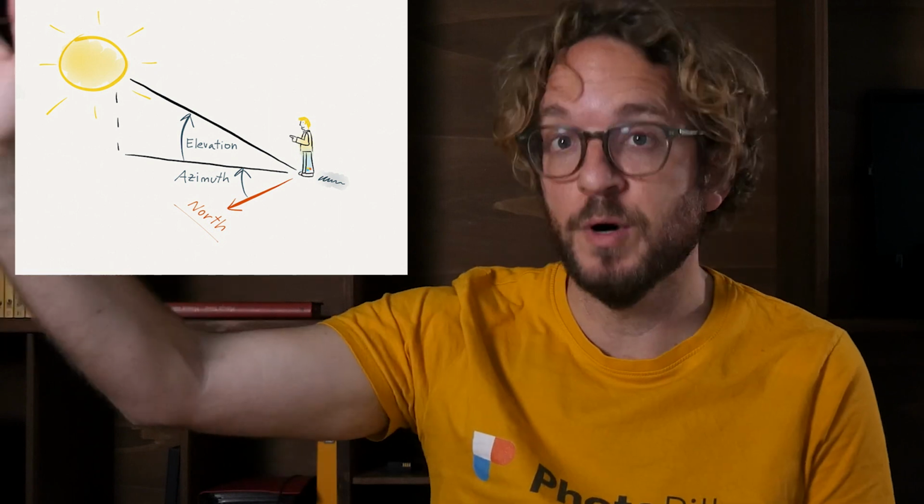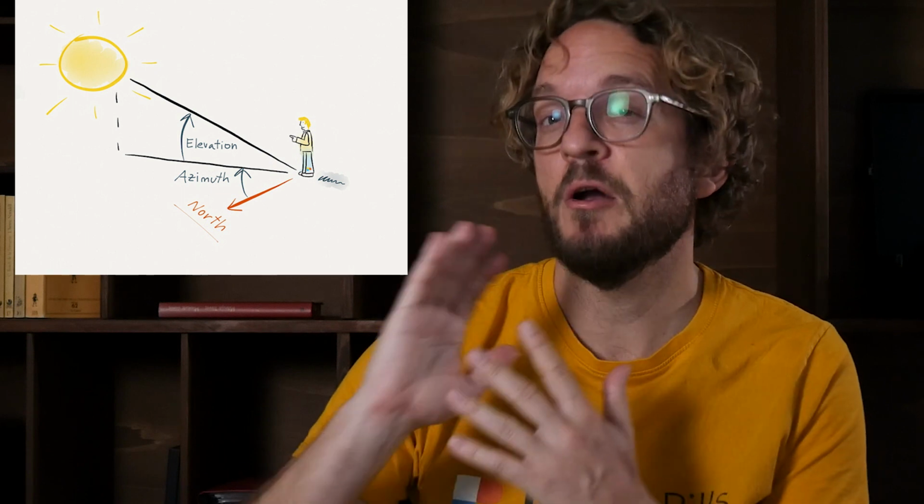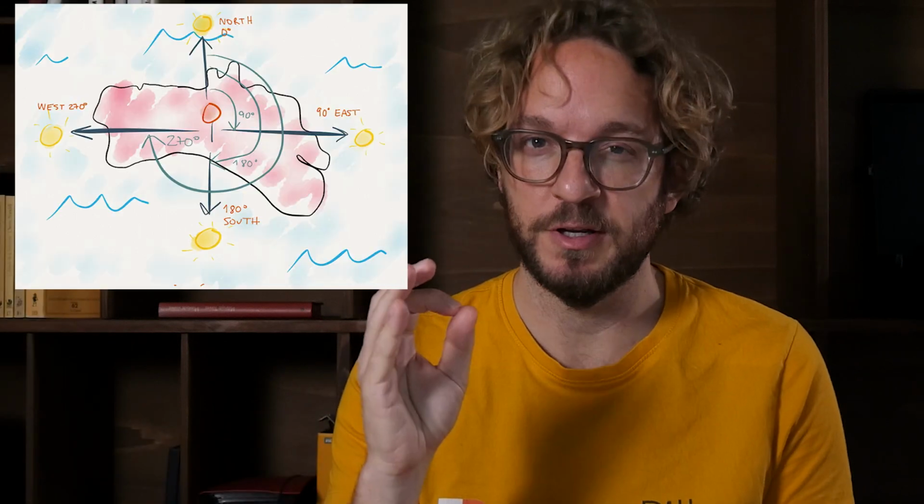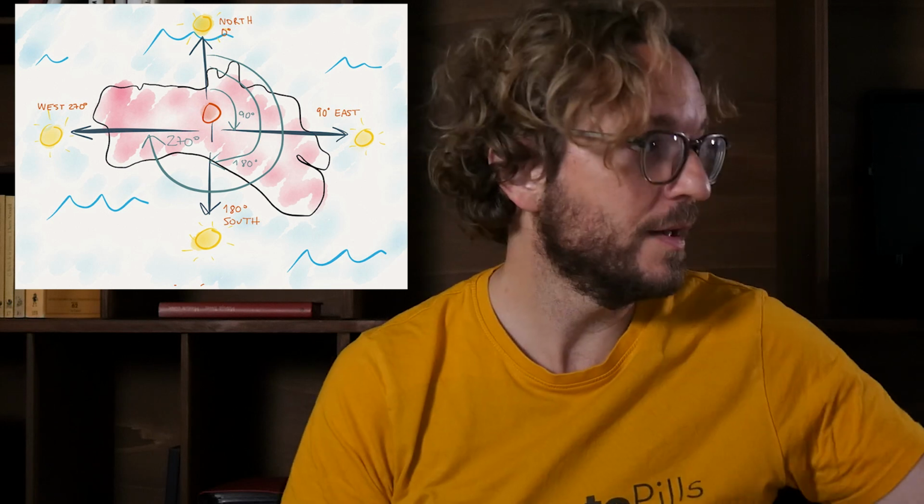What's the azimuth? Well, the azimuth is the angle between north and the celestial body measured clockwise around the horizon, around your local horizon, around the observer's horizon. It determines the direction of the celestial body. For example, a celestial body due north has an azimuth of 0 degrees, one due east 90 degrees, one due south 180 degrees, and one due west 270 degrees.